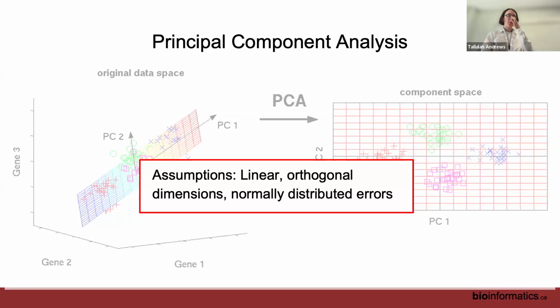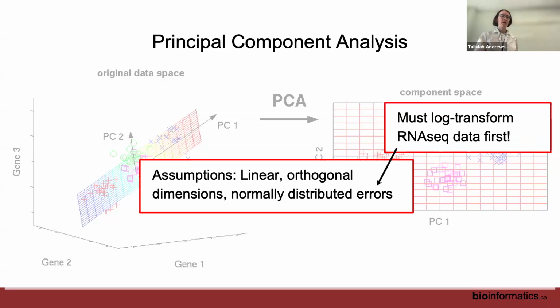So the main problem with PCA is that it's assuming our data is normally distributed, and our single-cell RNA-seq data is not normally distributed. It follows a negative binomial distribution. So this means we have to do our log transformation or our Pearson residual transformation before we do our PCA, because both of those will make our data much more normally distributed, which will allow PCA to actually work properly.